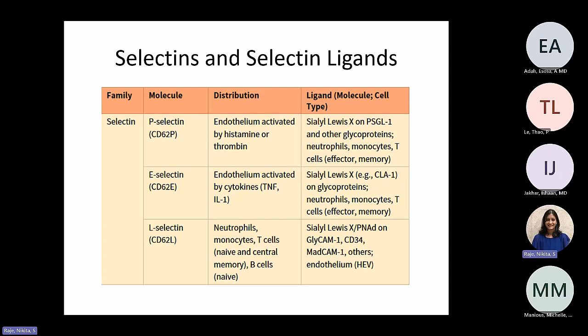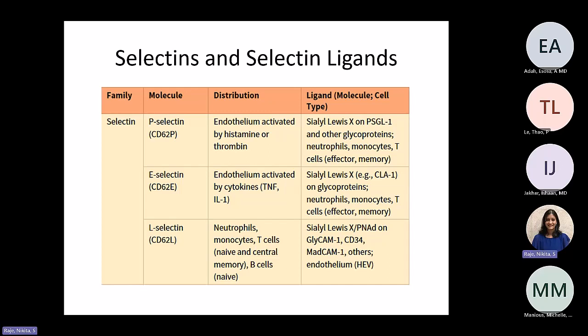So there are different types of selectins: P-selectin, E-selectin, and L-selectin. The CD marker for all these selectins is CD62. And depending on what type, you'll see the letters of CD62, P, E, or L. So P-selectin is present on the endothelium, and it can bind to its ligand, which is sialyl-Lewis X, on PSGL, a glycoprotein. That ligand is present on neutrophils, monocytes, T lymphocytes. So as you can see, the selectins are on endothelium here, and the ligand is on the cells.